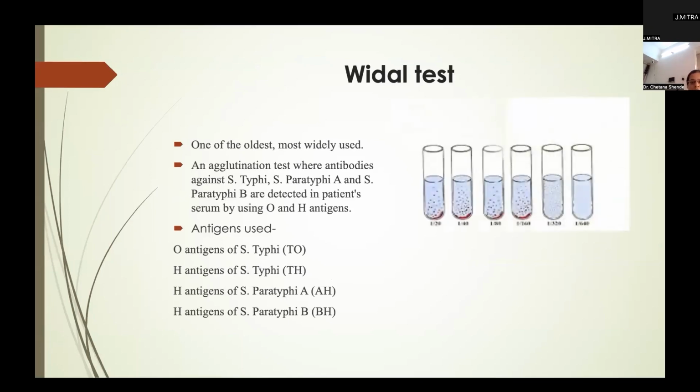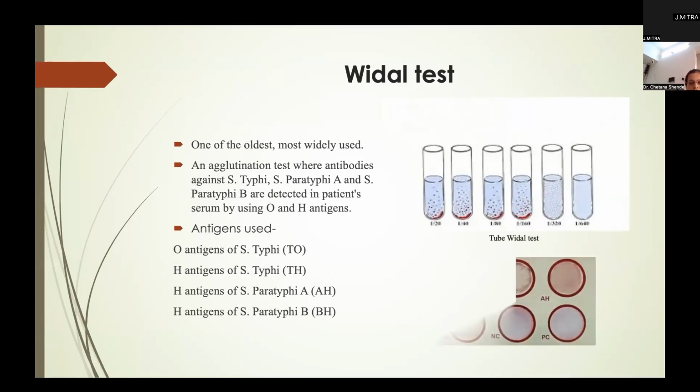So the Vidal test can be done with the help of a slide or tube. So this is the tube Vidal test. Next. It's the slide Vidal test. It is one of the oldest and most widely used tests, and it detects the agglutination of antibodies with antigens. So if antibodies are present in the patient serum, they will get agglutinated with the antigens provided in the Vidal test. Next.